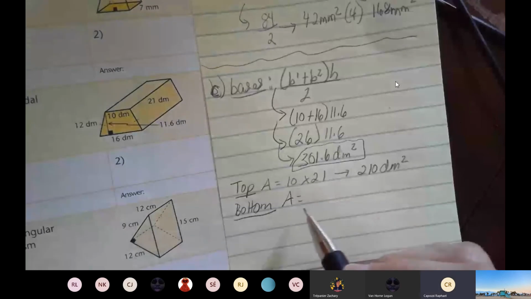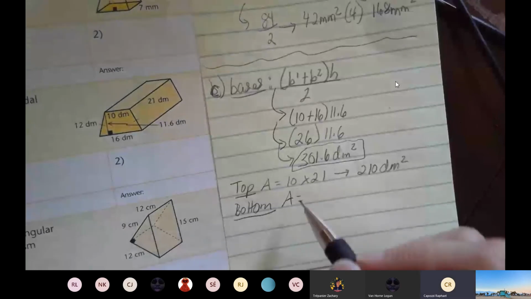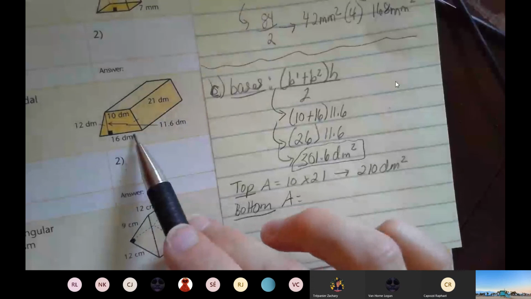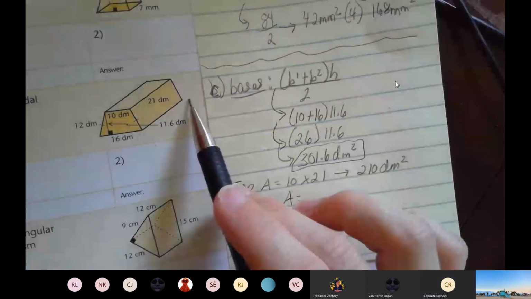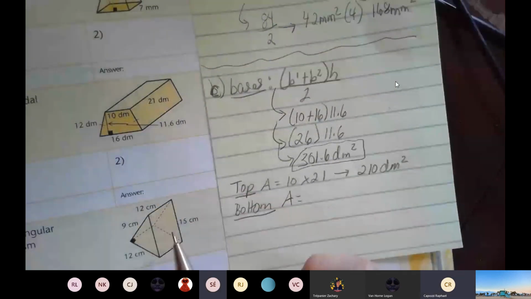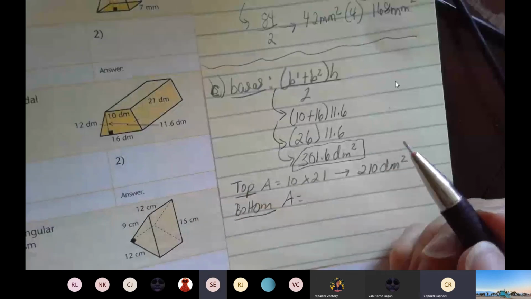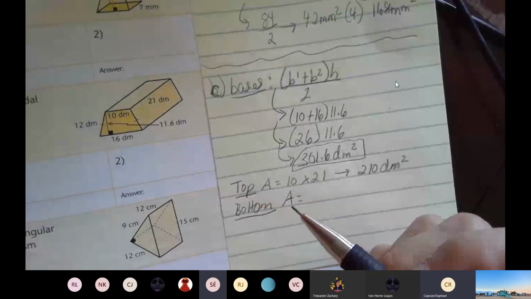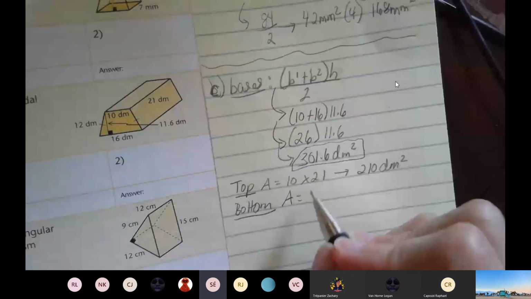Can you please tell me what the dimensions for the bottom are, or just give it your best guess? There's going to be two of them. It's going to be length times width. What do you think for the bottom, which is here and here? I just need you to identify them. 16 by 11.6.